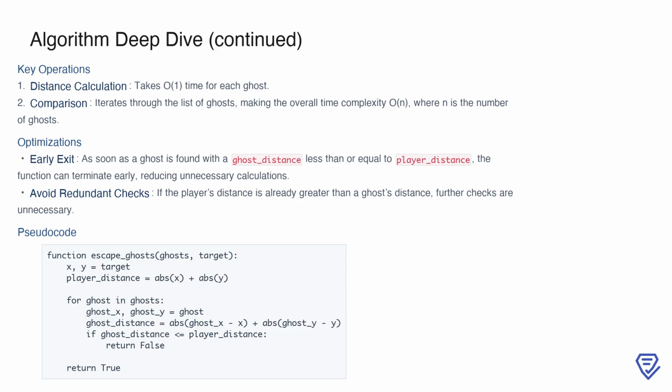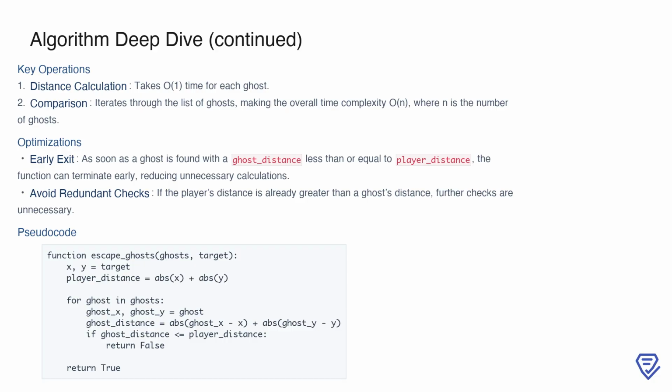Calculating the Manhattan distance for each ghost is an O(1) operation, as it involves just a few arithmetic calculations. Comparing these distances to the player's distance involves iterating through the list of ghosts, making the overall time complexity O(n), where n is the number of ghosts. To optimize, we can terminate the function as soon as we find a ghost whose distance is less than or equal to the player's distance. This early exit prevents unnecessary calculations for remaining ghosts.